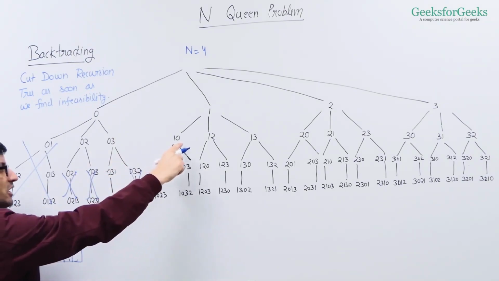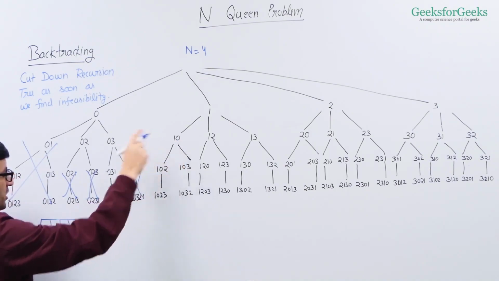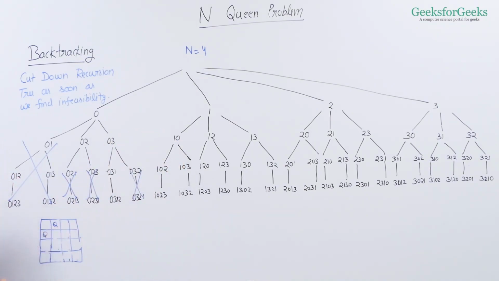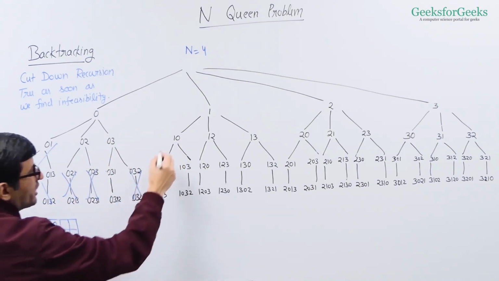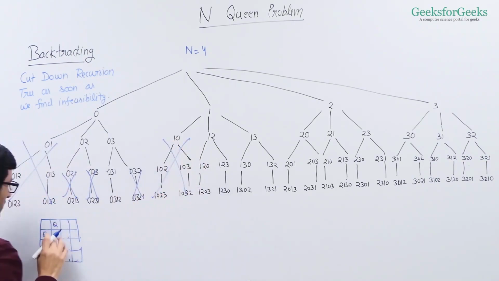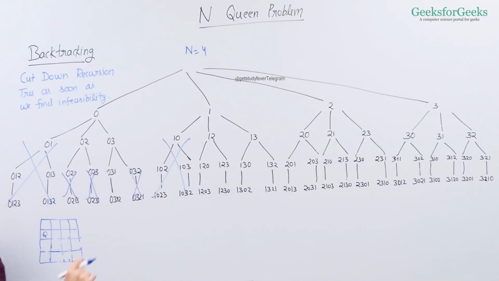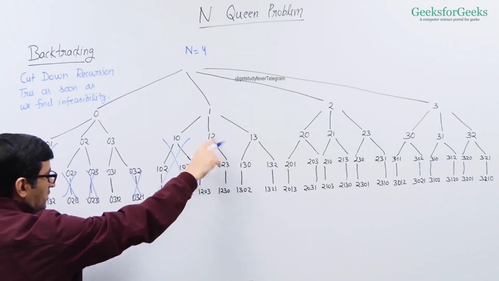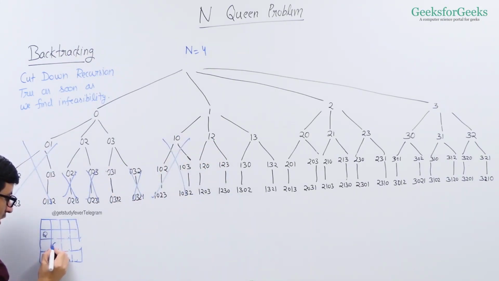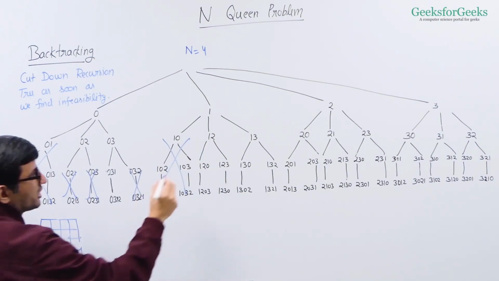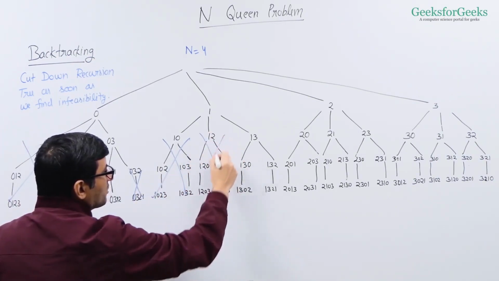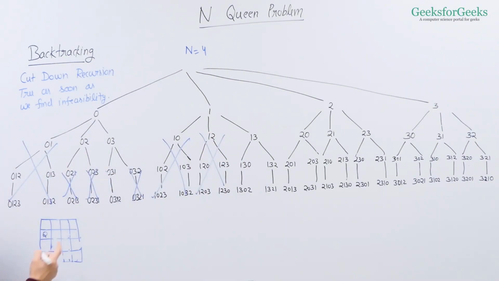So we try placing the second column queen at row 0. We place the queen here, and this is going to clash, so we cut down this whole recursion tree. Now we try placing the second queen at 1, 2, at row number 2. This is also clashing, so we cut down this whole recursion. Now we place the queen at 1, 3, and this is not clashing.